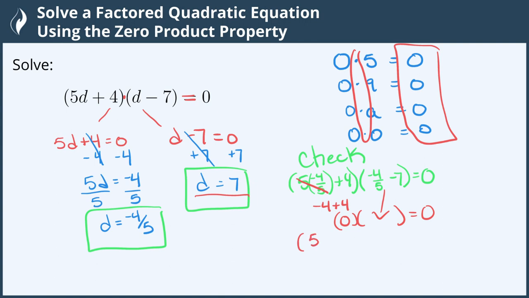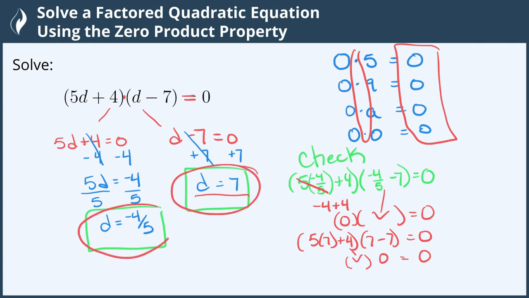By substituting it in, we have 5 times 7 plus 4, and 7 minus 7, to see if it equals 0. Working through the second binomial, 7 - 7 is 0, and 0 times whatever we get for the first one, it doesn't matter, will give us 0. So these are the two numbers that will make our equation 0, and we're all done.